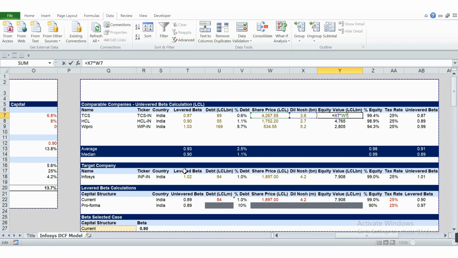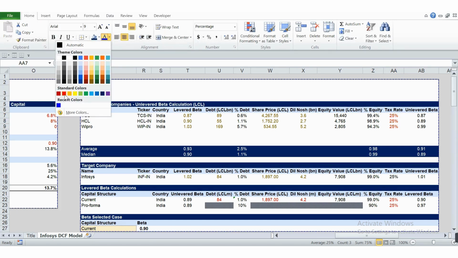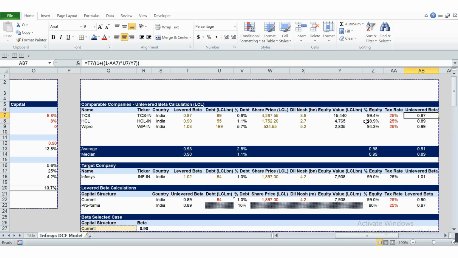Based on these, I have my market value of equity and my percentage of equity, which is based on total capital. Total capital here is equity value plus debt. Now the tax rate should be red color, since these are being linked from other cells in the current sheet. Then we have unlevered beta. We had the levered beta, and based on the specific D/E of each comparable company, we are unlevering it. After performing a similar exercise for the other comparable companies, we come to the average or median unlevered beta, or industry beta.